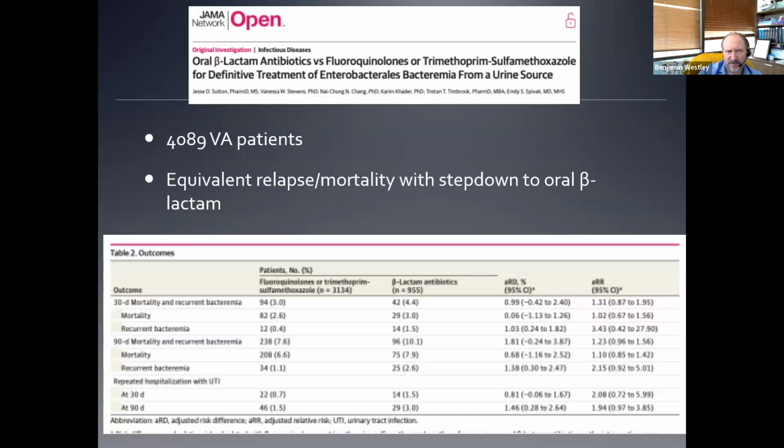And then this is the study from the VA on oral beta-lactams versus quinolones or Bactrim. So this is a question: can you use cephalexin, for example, for a susceptible E. coli when it's a urine source and in the blood? And they saw no difference.